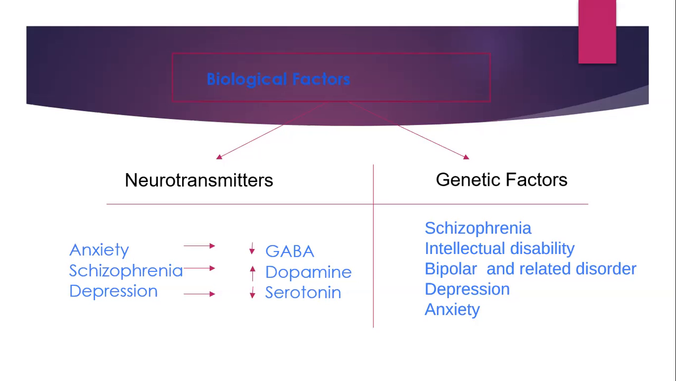So we discussed biological factors. I told you about 3 kinds of biological factors. Can you tell me what I taught you just now? Which 3 biological factors did I talk about? Genetics. Pardon? Genetics. Okay, just genetics.